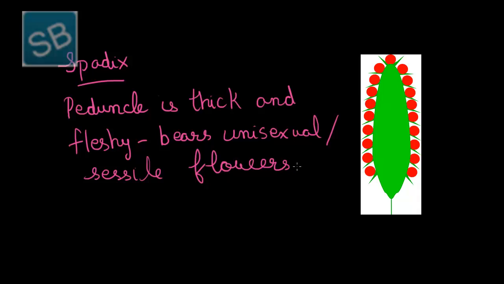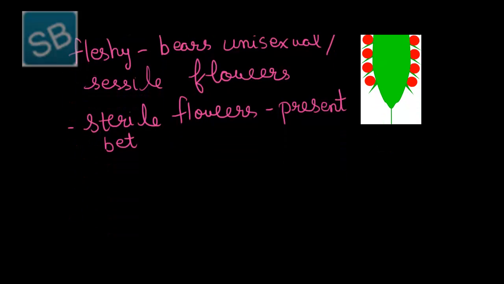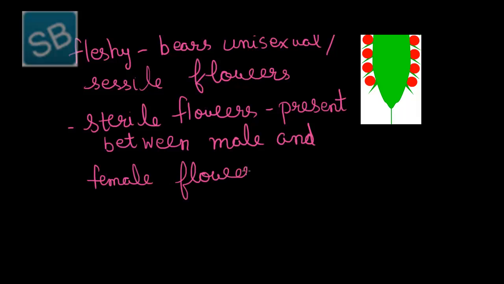In this type of inflorescence, the male flowers are borne above the female flowers. Sometimes sterile flowers are present between male and female flowers. Thus, due to the presence of sterile flowers, the plants sometimes do not undergo pollination or fertilization process.